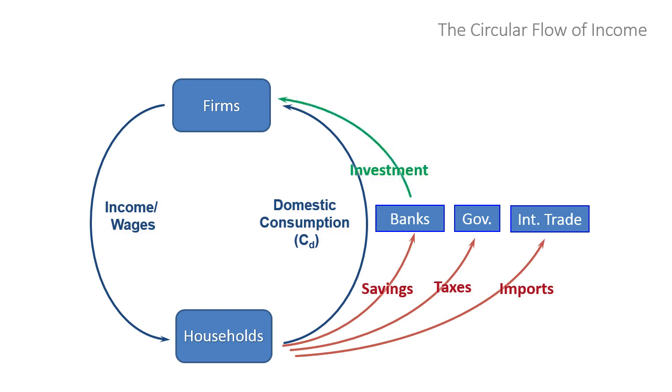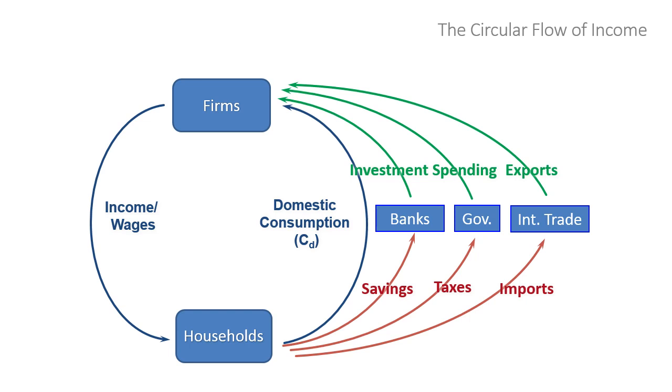But just as money is withdrawn, it can be re-injected. Banks can lend money to firms in the form of investment. Governments can spend money on the economy, providing firms with revenue that way, and foreigners can spend money on our domestic firms when they export abroad. There we see a diagram that explains a more complicated version of the flow, or a 5-sector version of the circular flow of income.